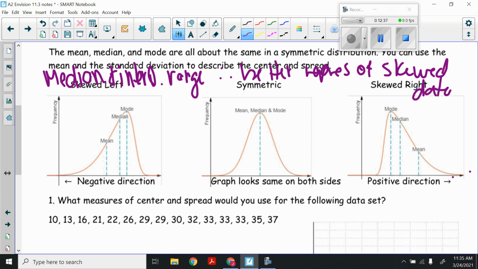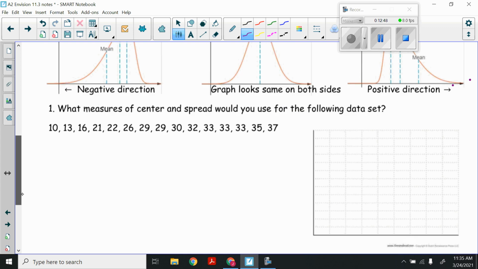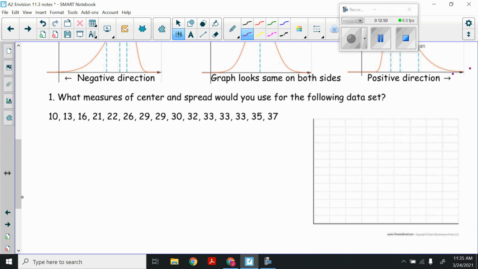So if I have data that is skewed, I'm going to use my median and my interquartile range. If I have data that is symmetric, I'm going to use the mean and the standard deviation. All right, so we're going to practice that. What measures of center and spread would you use for the following data set?